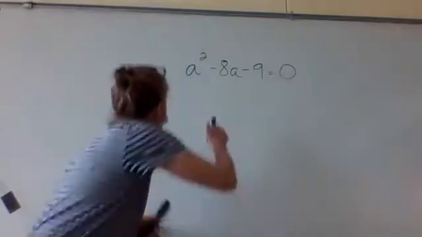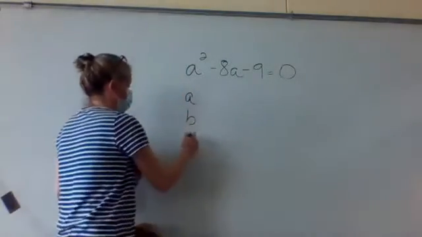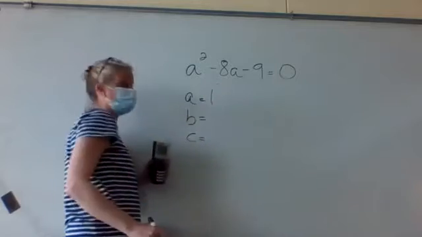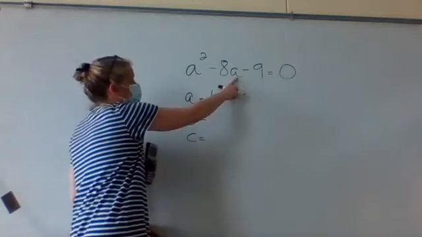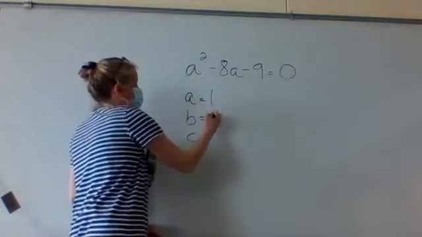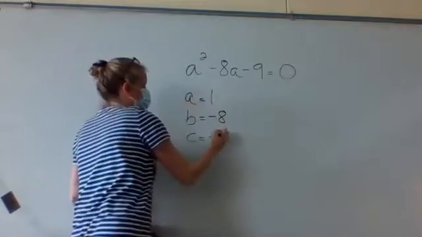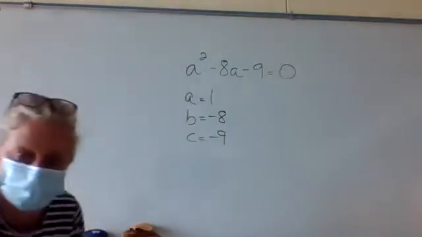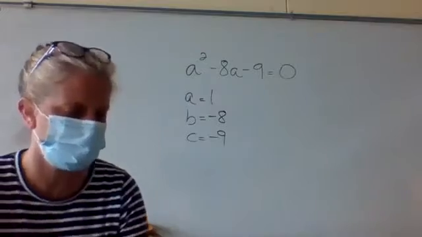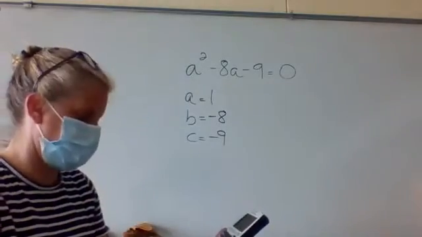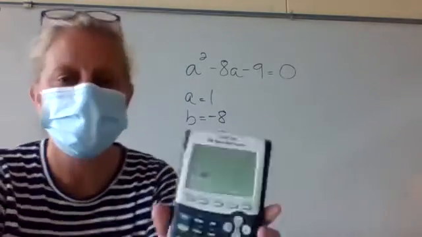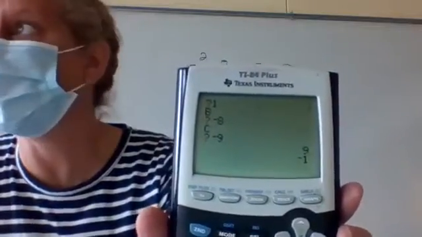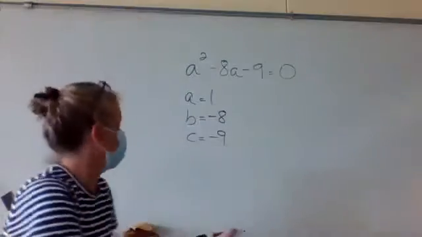So let's see here. My A is in front of A squared, so it'll be 1. My B is the number in front of this A, so it's negative 8, and my C is negative 9. So when I put those numbers in, 1, enter, negative 8, enter, negative 9, enter. There's your 2 solutions, positive 9 and negative 1.